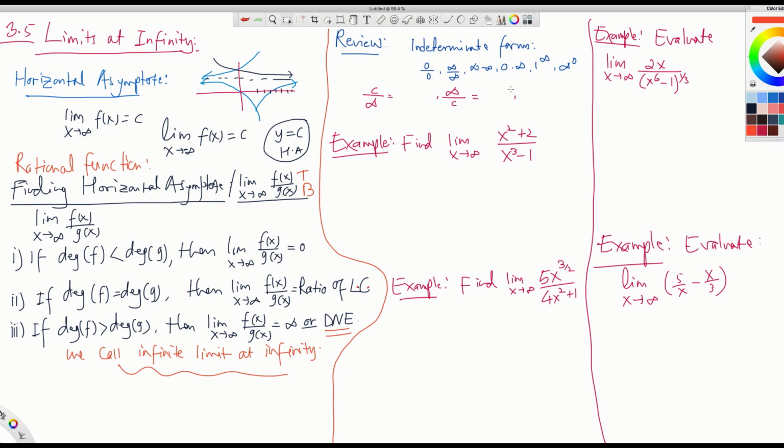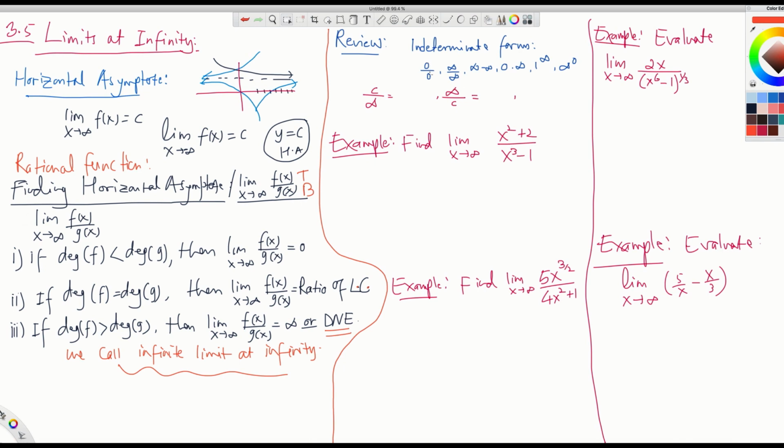Let us also review what the indeterminate forms are. For basically any limit problem, the first thing you want to do is try to plug in that value directly.